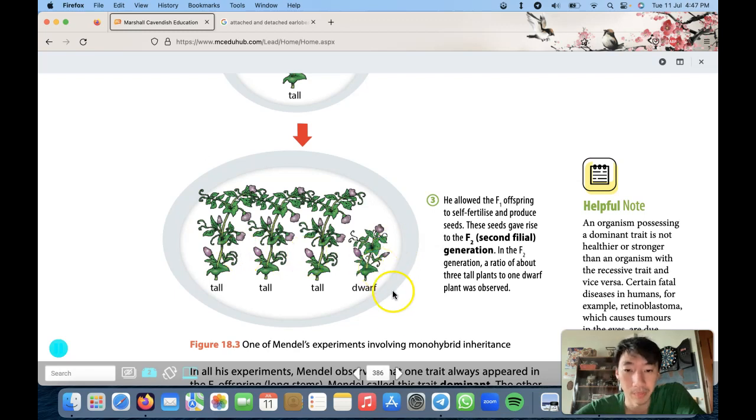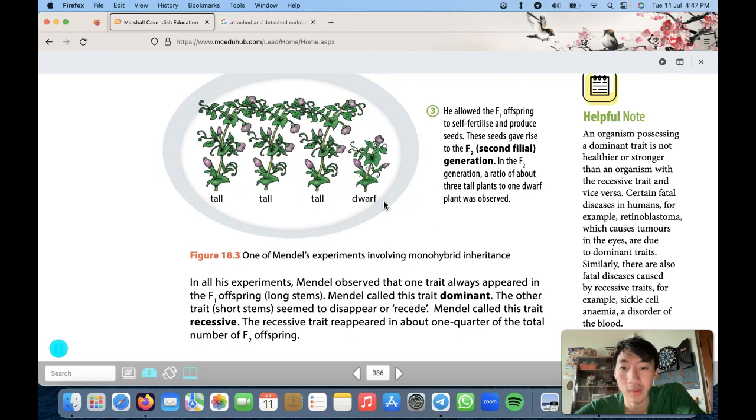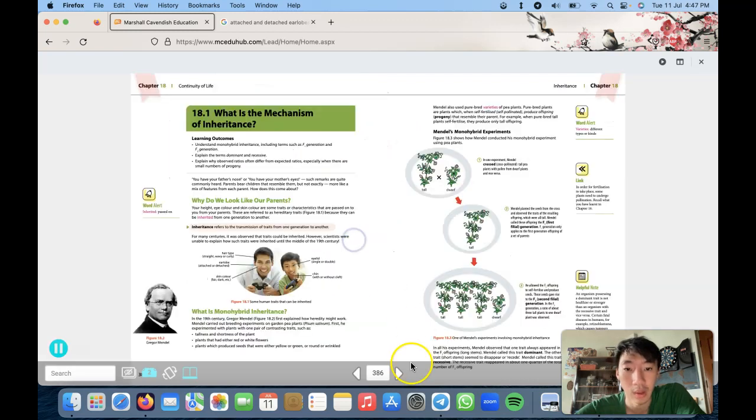So why did this happen? This was because of the genes that were found inside the DNA of the plant. So he decided to call the trait that was more obvious the dominant trait. Because it's 3 tall, he called it the dominant trait. And he called the other trait the recessive trait, because this was less seen. Less of it, so he called it recessive.